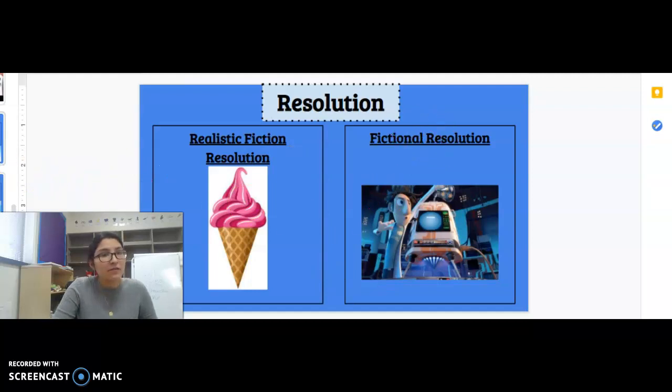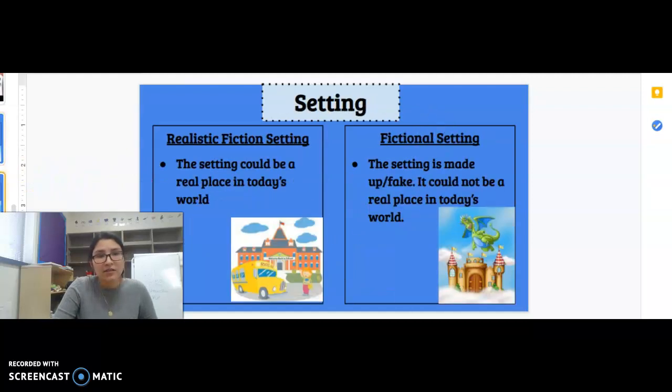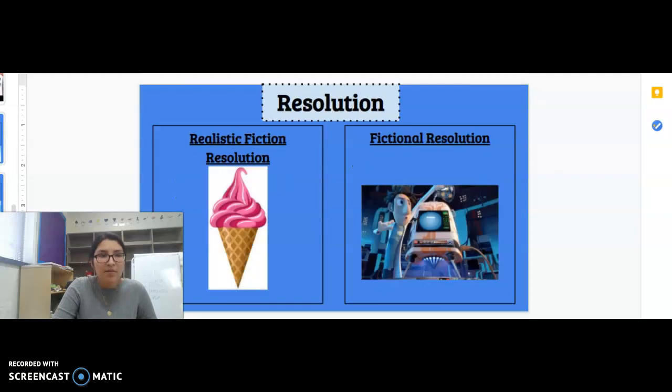Now, if you're reading a fictional story, the characters, setting, problem, and resolution are going to be made up. The characters may not act like people. The animals may behave like people, and they shouldn't because they're animals. The problem and resolution might just seem completely made up and fake. Okay? So I hope you enjoyed this little review over characters, setting, problem, and resolution for a realistic fiction story.